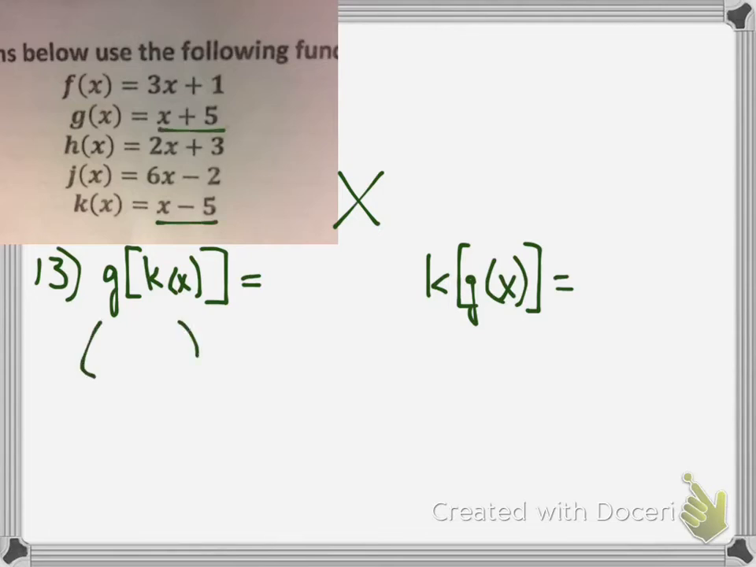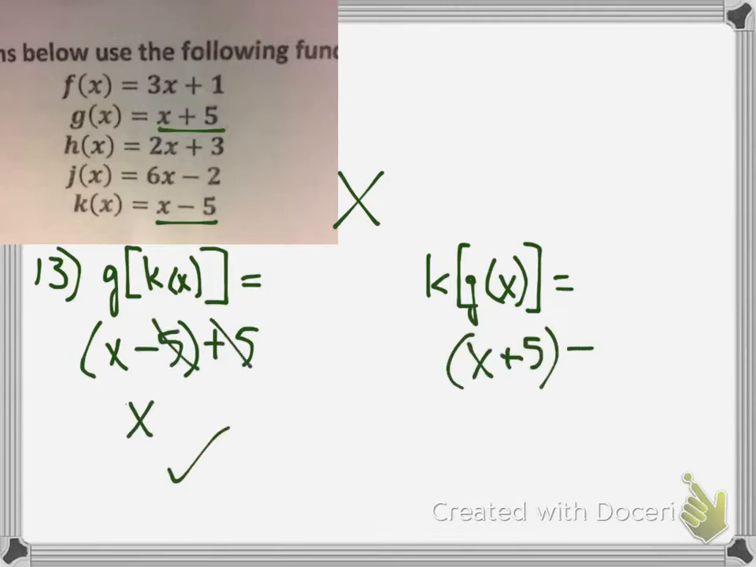So you can see here, I'm going to put k into g, which would be the x minus 5 plus 5, and the minus and plus 5s cancel each other out. Doing the same thing with the g into the k, and the minus 5 and plus 5 cancel each other out again. So yes, this is an inverse.